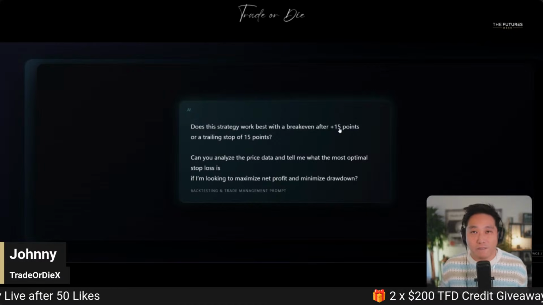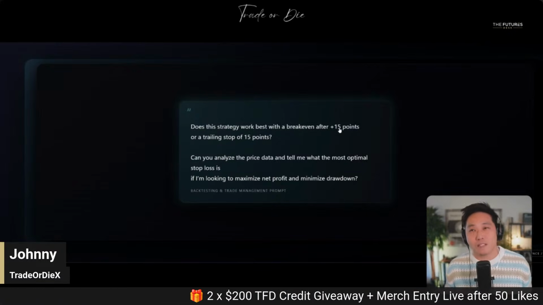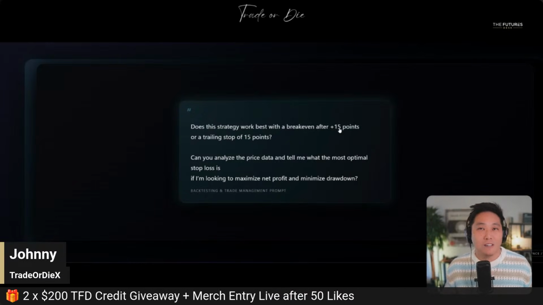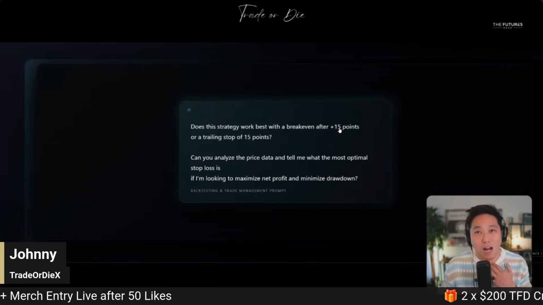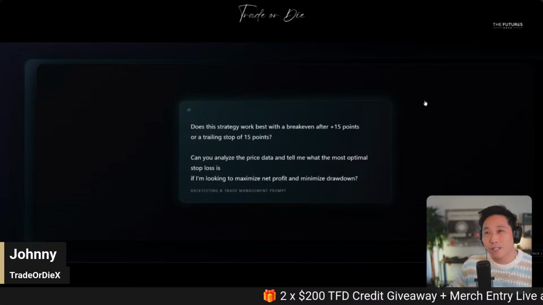You're always trying to figure out where, for this strategy, it makes sense to put in a break even. Where does it make sense to put in a trailing stop? Or where does my stop loss placement give me the most profit? These are the kind of questions that are natural as a trader, but we don't always know how to figure that out.